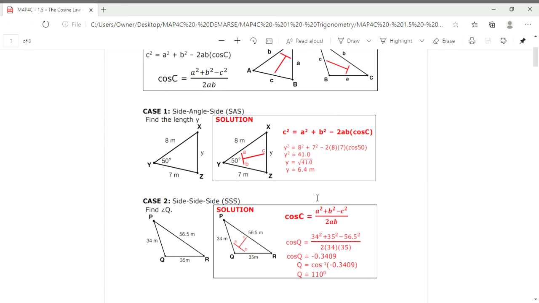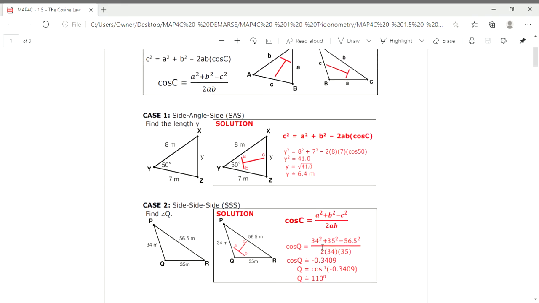Now, there is some calculator work to be done between this line and the next. I would recommend taking it in 2 steps, squaring all the numbers in the numerator first, following BEDMAS, then add and subtract, then divide by the value on the denominator. Taking it in 2 steps, or if you're careful, all in 1 step on a calculator, should bring the right hand side to show a value of negative 0.3409. That's the value of cos of Q.